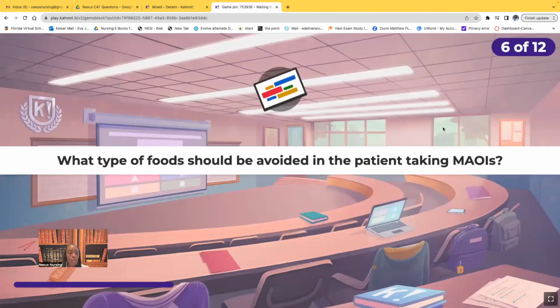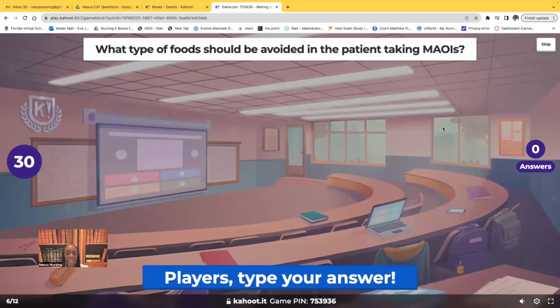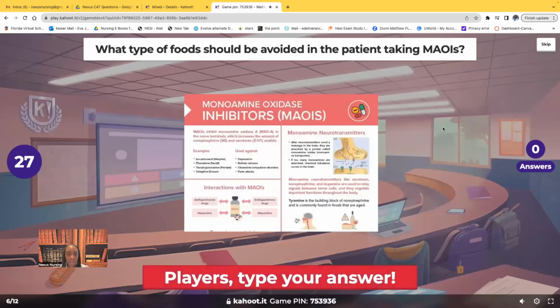Here's another word cloud. What types of food should be avoided in the patient taking MAOIs? Type in your answer. What type of food do you think should be avoided in the patients that are taking MAOIs?